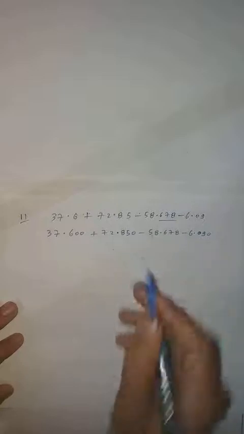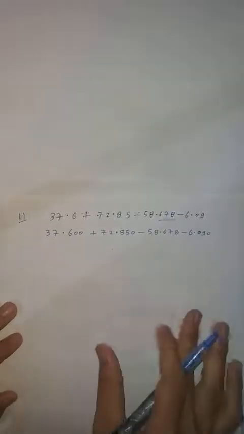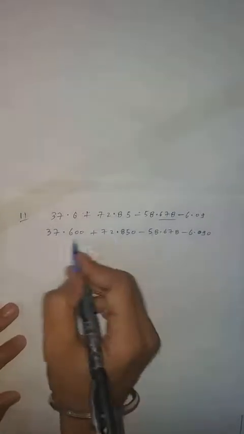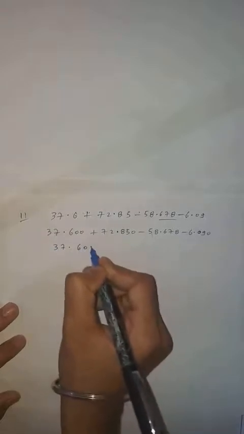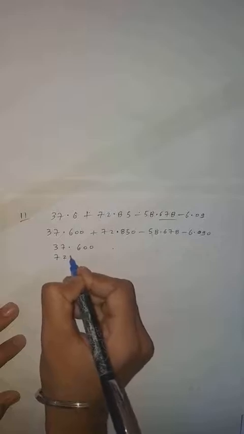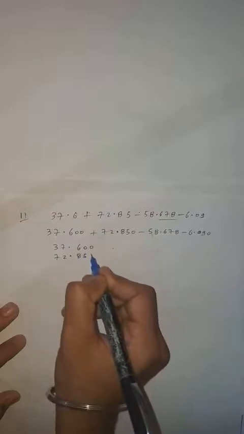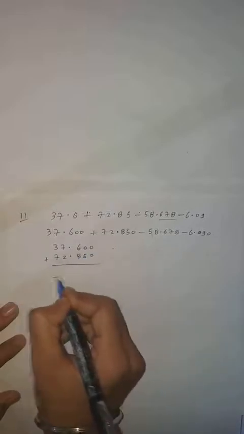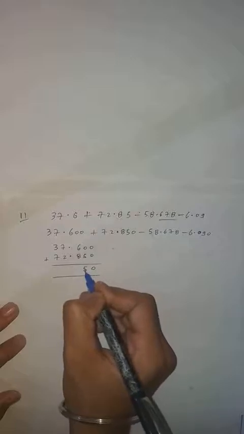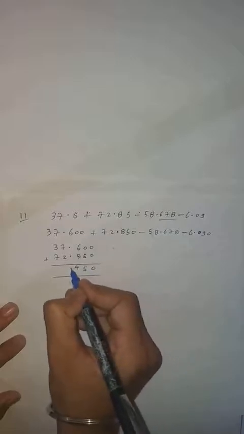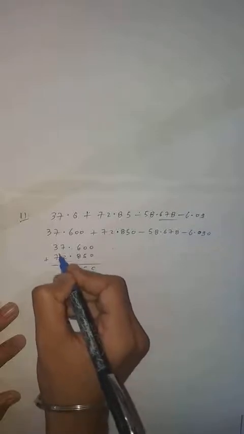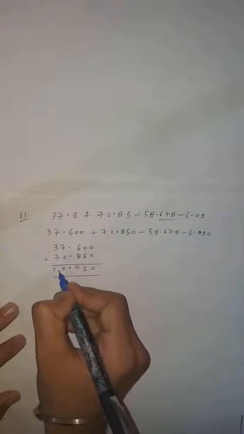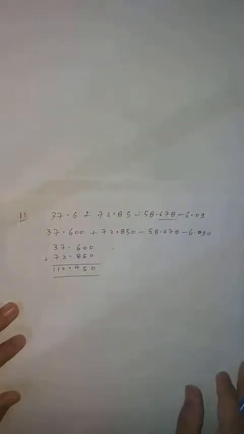Clear students? Now come to the point. Now I explain: in integers plus plus plus, there you will add. First you will add 37.600 and 72.850. Clear? To add it: 0, 5, 8 plus 6 is 14, 1 carry, 7 plus 2 is 9, 9 plus 1 is 10, 7 plus 3 is 10, 10 plus 1 is 11. So it will become 110.450.